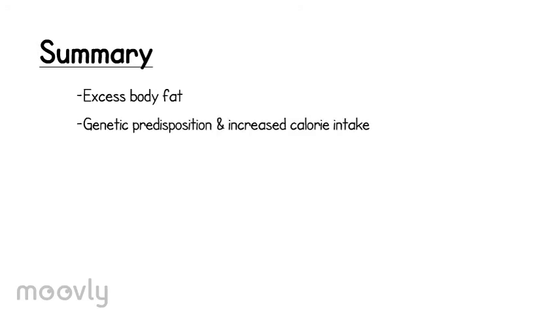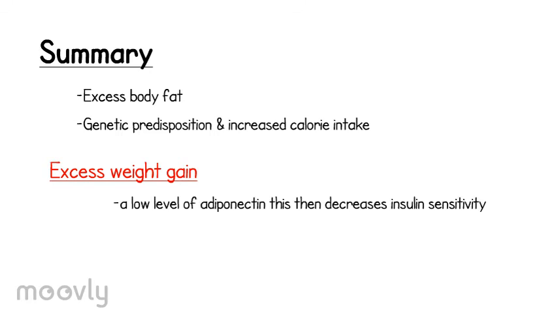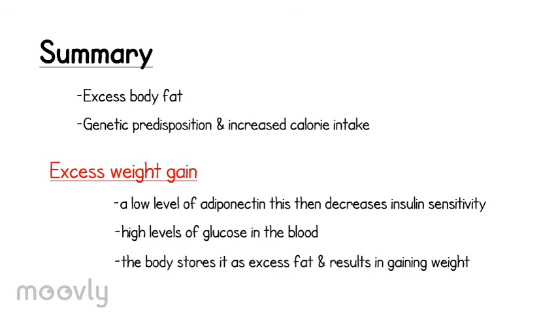In summary, obesity is the accumulation of having excess body fat. Two risk factors associated with obesity are genetic predisposition and increased calorie intake. Excess weight gain is a common symptom that's related to obesity in humans. When they have a low level of adiponectin, this then decreases the insulin sensitivity. This means that there are high levels of glucose in the blood, and when that happens, the body stores this as excess fat, and this results in gaining weight.